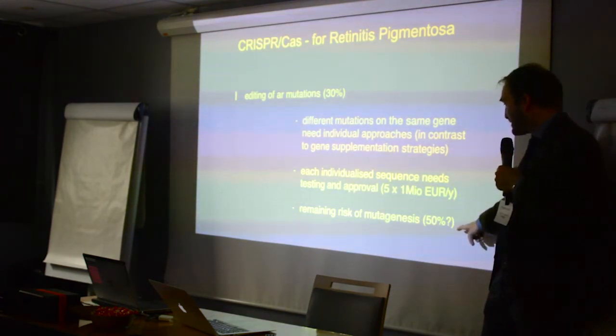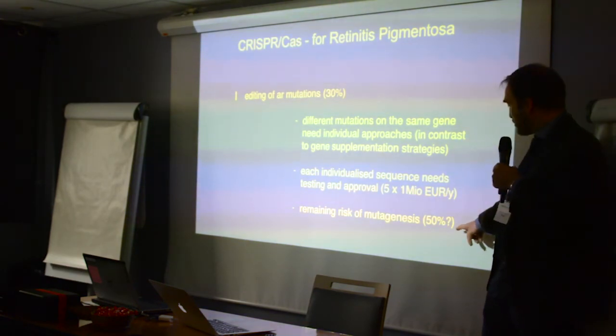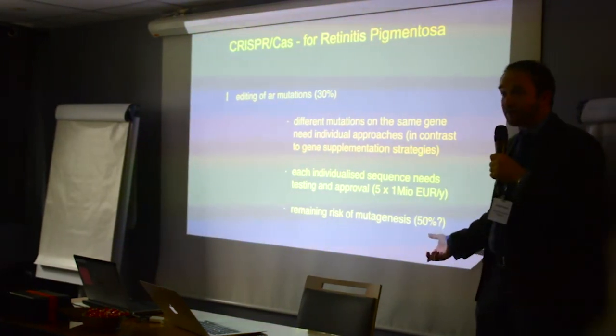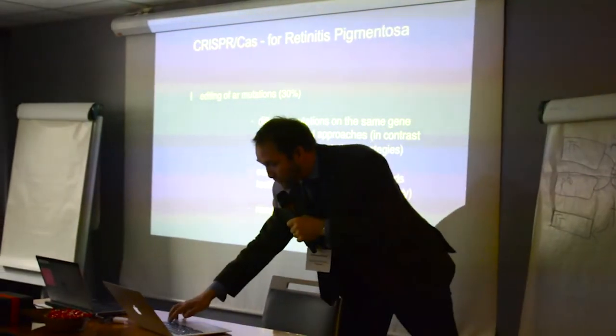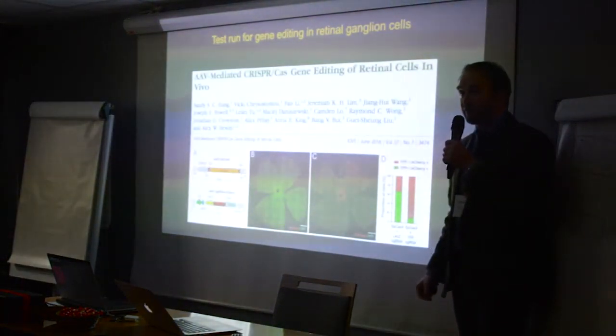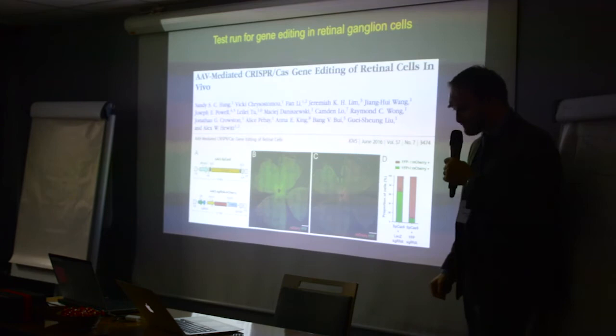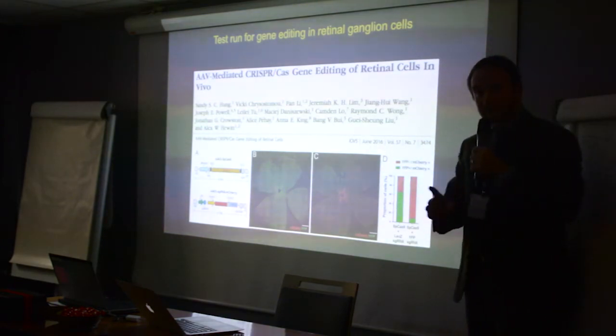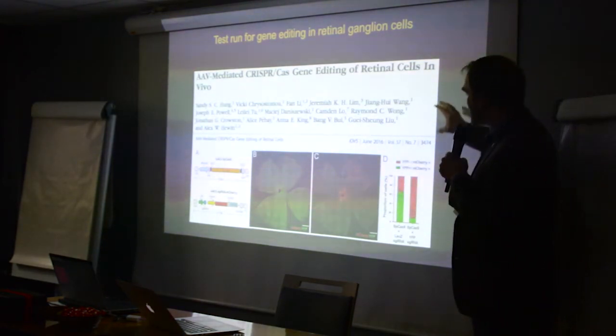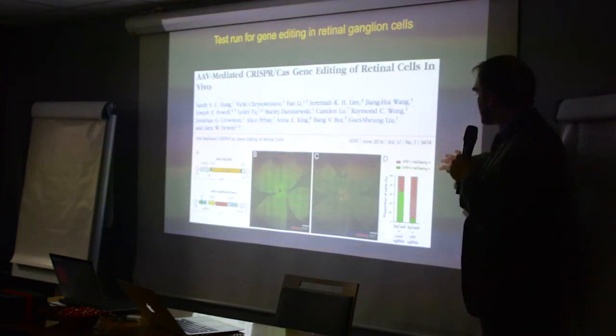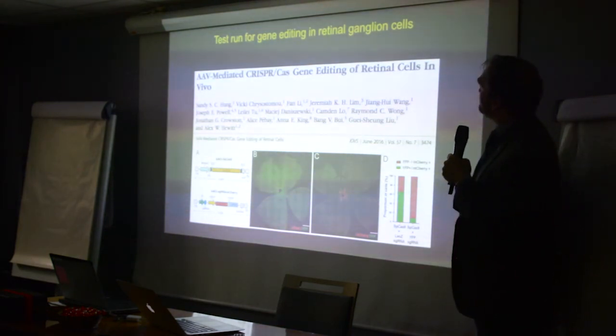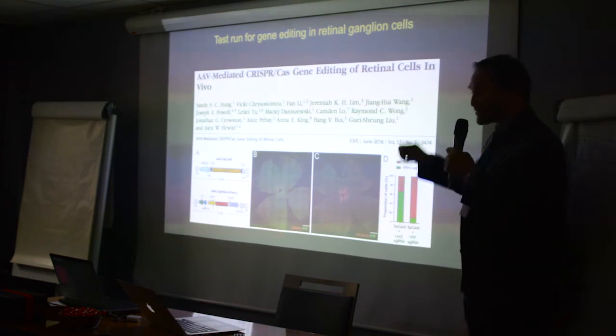And then the remaining risk of mutagenesis. And one paper indicated 50% rate of that. Now, I'm not quite sure whether I would like my patients to have a 50% of mutagenesis in the eye. Now, if I may, just 2 examples. This is, to my understanding, the first proper test run for gene editing actually in the eye.